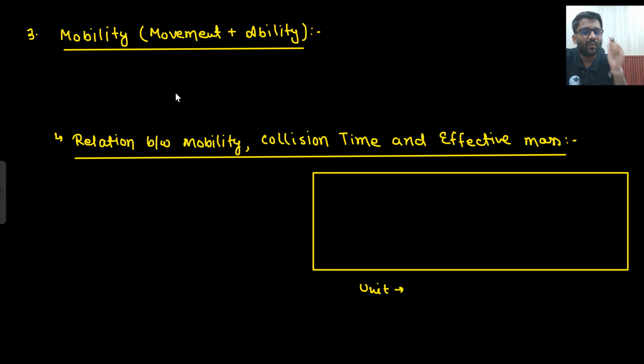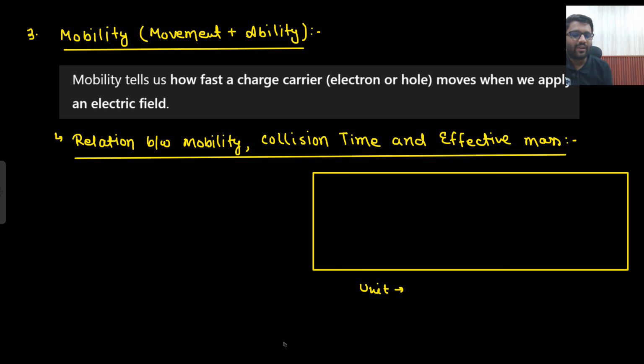So here I am explaining mobility. Mobility means movement plus ability, so the ability of movement of electrons or holes. This is the definition I have written. Mobility tells us how fast a charge carrier, it could be an electron or a hole, can move when we apply an electric field. So whenever we apply an electric field, how fast that particular charge carrier will move.